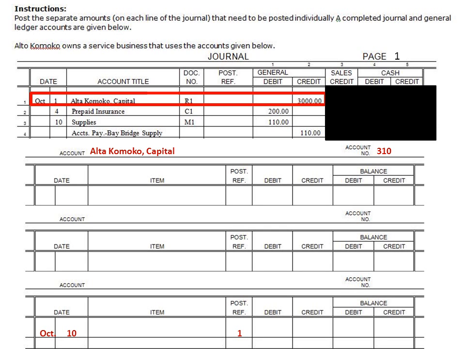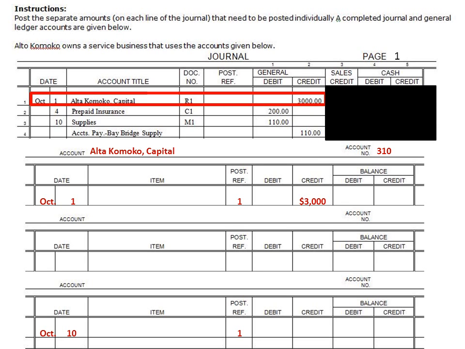Now, let's record the entry into the ledger. Real simple, we just move left to right. What is the date of the transaction? It was October 1st. And where are we getting this information from? We're getting it from page 1 of the journal, so we're going to move that over to our post reference column. Alto Comoco Capital is entered as a credit entry, so it's going to be a credit entry into the ledger for $3,000. If it's a credit in the journal, it's a credit in the ledger. If it's a debit entry in the journal, it's a debit entry in the ledger. So they stay the same.